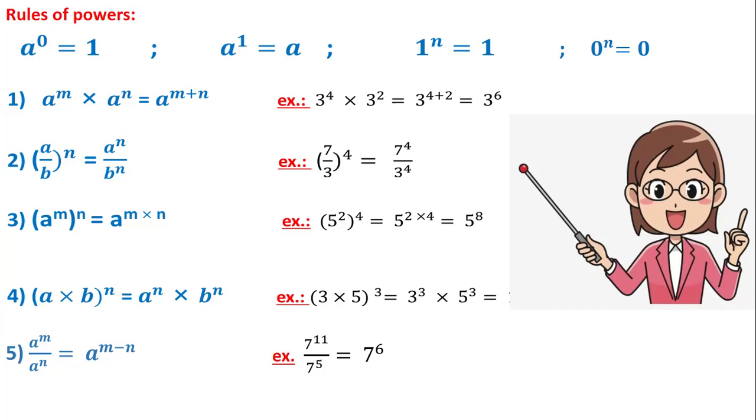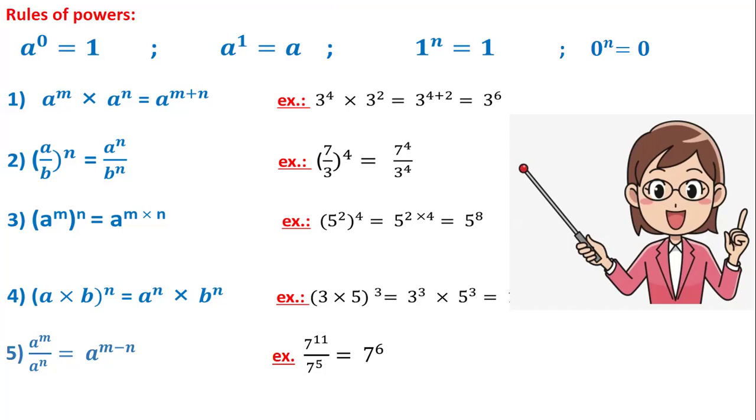Number 3, a to the power m, all of it to the power n, the power of a power, is equal to a to the power m times n. For example, 5 squared, all of it to the power 4, is equal to 5 to the power 2 times 4, which is 5 to the power 8.